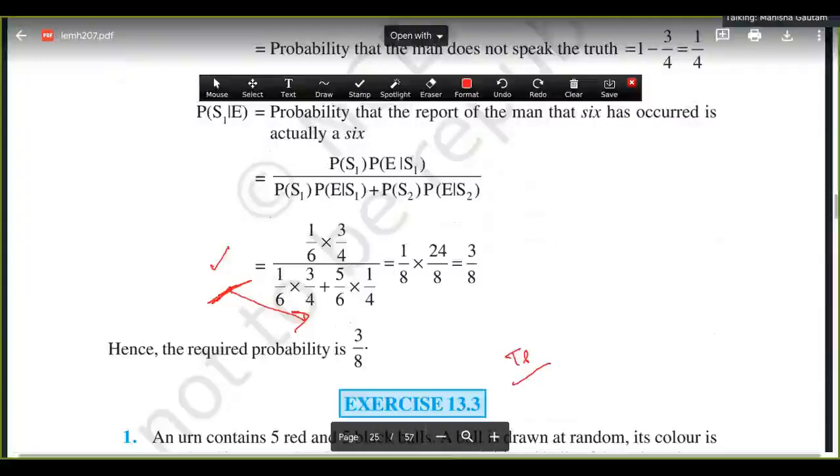These are the questions related to Bayes theorem. Now you have to try exercise 13.3. This is a very important exercise which you have to do on your own. I'll send you the PDF of the solutions of exercise 13.3. Just first you have to try.